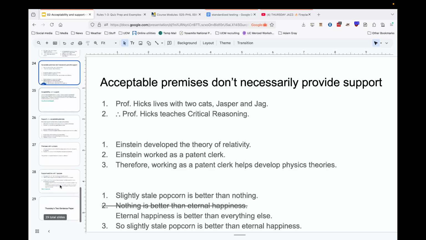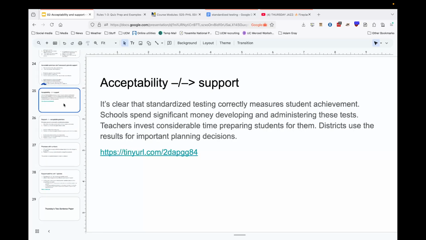Okay. I'm going to skip this. I'm going to recommend it. I think this would be a really good exercise to do in discussion section. This is taking this argument, identifying the conclusion, putting it in premise-conclusion form, and then explaining why these premises, which are more or less acceptable, don't support the conclusion.